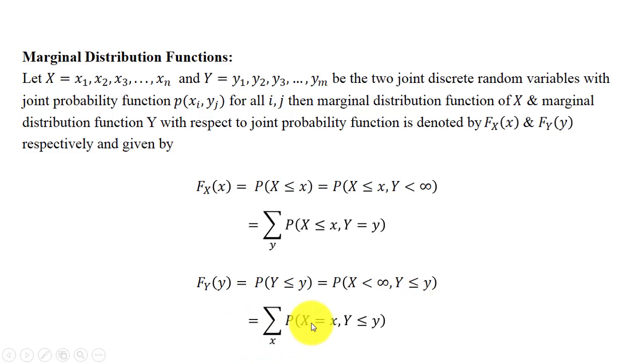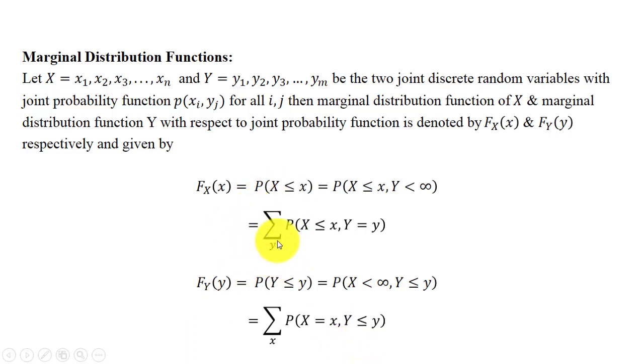It is given by this one. Y is less than or equal to y, and you have to take the sum over all x. If you take the sum over all x, then it's the marginal distribution function of y. We are taking summation over all x, so it is the marginal distribution function of y. We are keeping y as a constant, y as fixed.